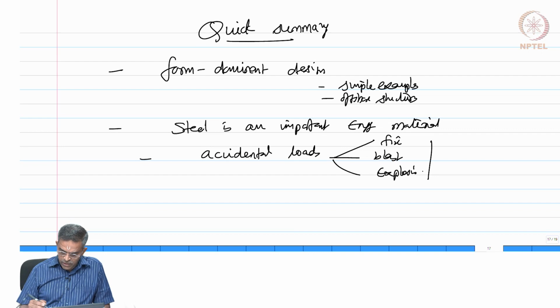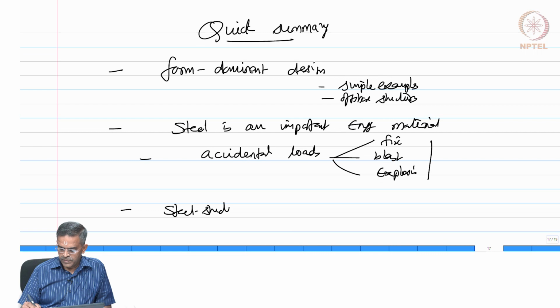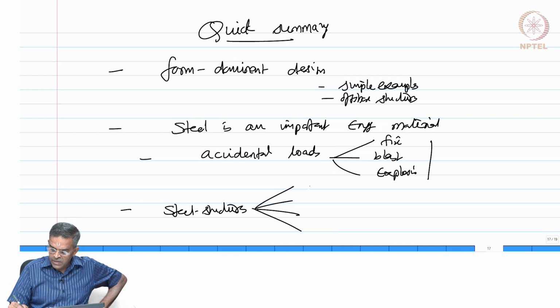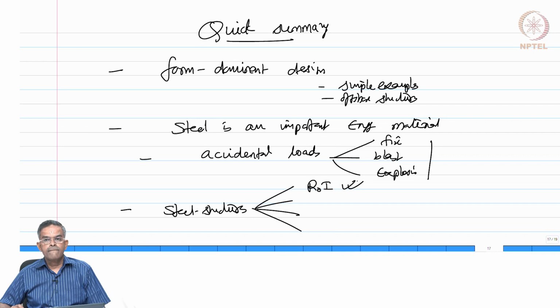We understood that steel structures have many advantages. The foremost advantage is that return on investment is faster, low life cycle cost, high strength weight ratio, and quick rapid mode of construction. So, having realized the importance of steel as an engineering material and that form dominant designs are generally facilitated with steel as a construction material, it is very essential for us to learn the advanced analysis and design procedures that govern this kind of structural systems in detail.